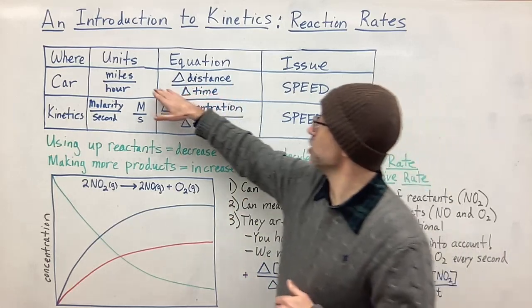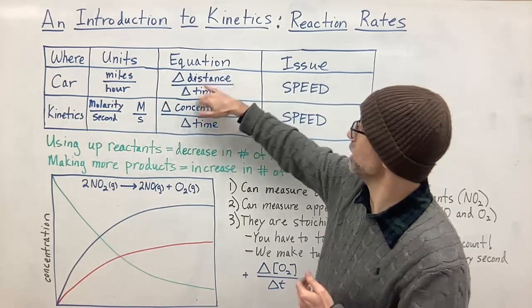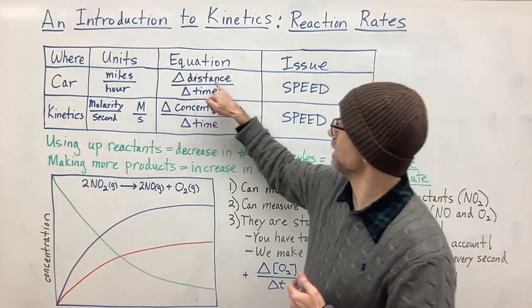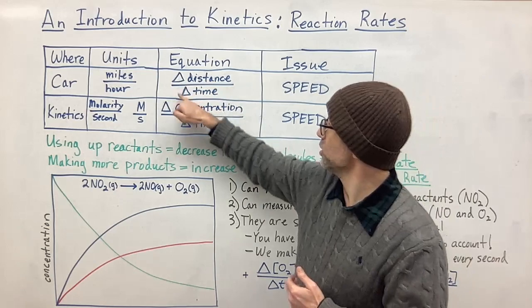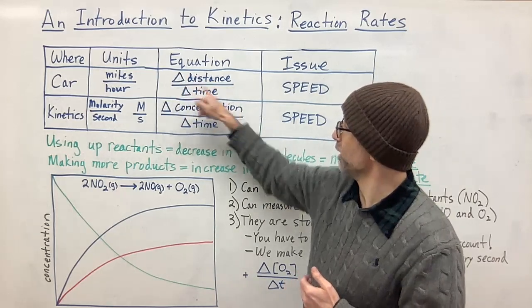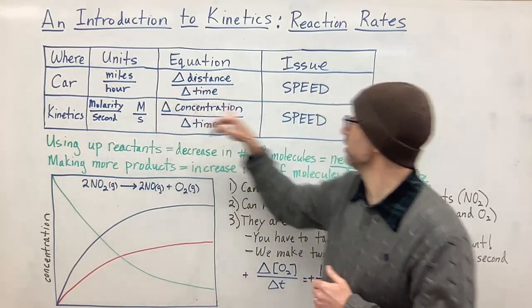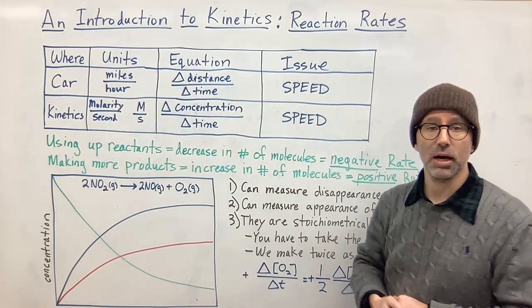speed of a car. And so to find the average speed of the car, the equation would be the change in the distance over the change in the time that you're covering that distance. And then this would give you the speed of the car.